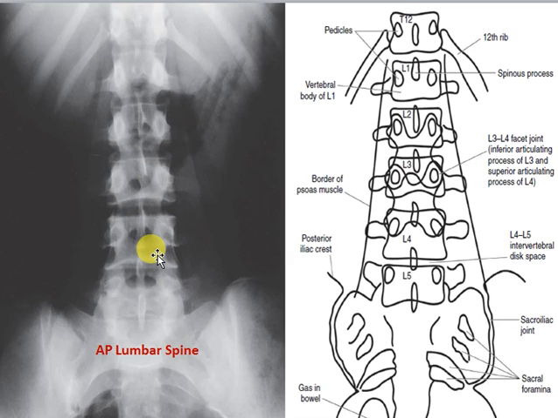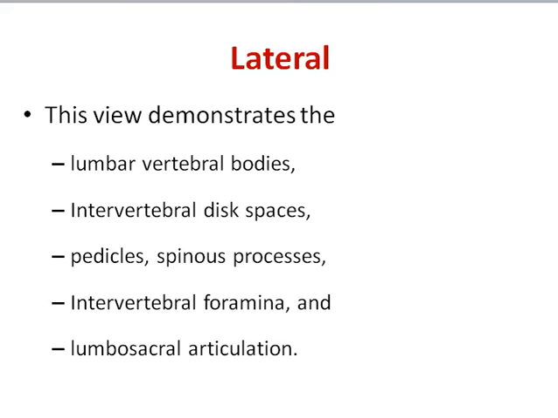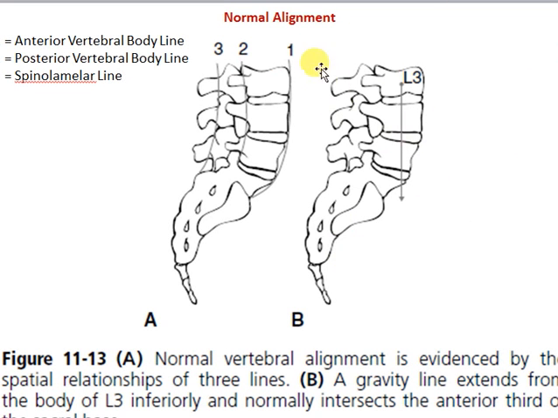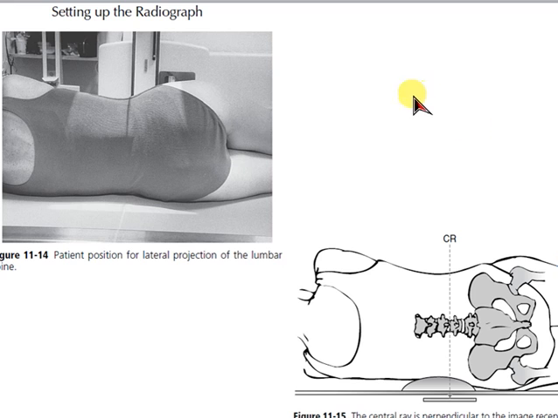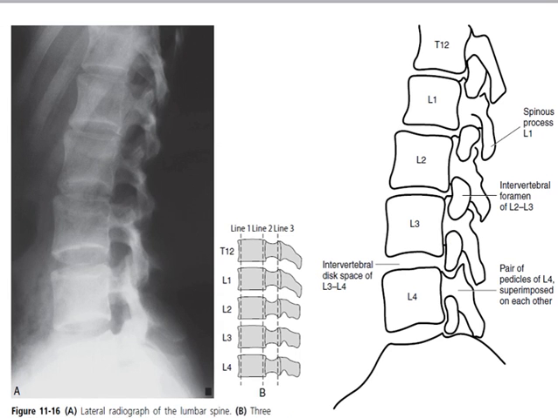It should be the same. In the lateral view, you can look for the vertebral bodies, intervertebral discs, pedicle, spinous process, intervertebral foramen, and the lumbosacral articulation. This is how they appear. Again, you need to draw the three lines. This is how the radiograph is set up. This is a lateral radiograph showing the normal lumbar spine.